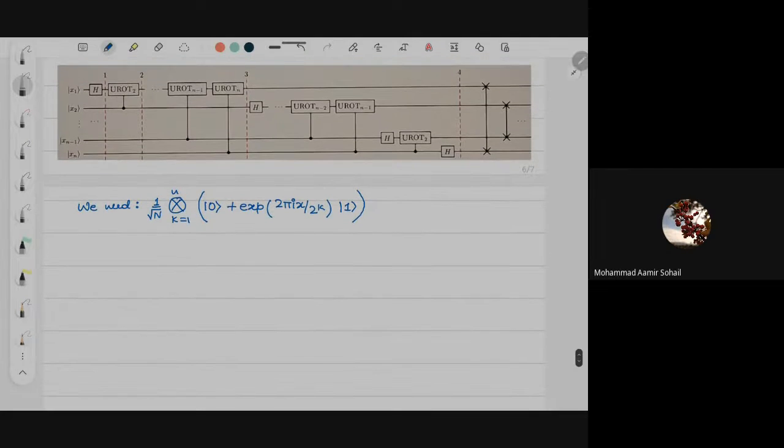So let's start with this circuit and see what it does. Yes, so let's first write this n qubit state. We have this n qubit state x, which is written as x1, x2, up to xn. Just to recall, this one is the MSB, the most significant digit, and this one is the LSB, the least significant digit.